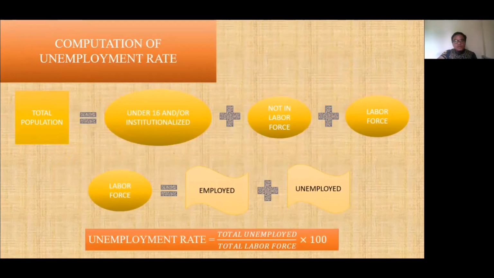So next is how to compute the unemployment rate. The first one, we need to know the total population. Total population is under 16 and or institutionalized plus not in labor force plus labor force. Institutionalized means those who are still in school or study, and not in labor force like housewife or in prison, and labor force includes employed and unemployed. Unemployment rate can be found by total unemployed divided by total labor force and multiplied by 100.